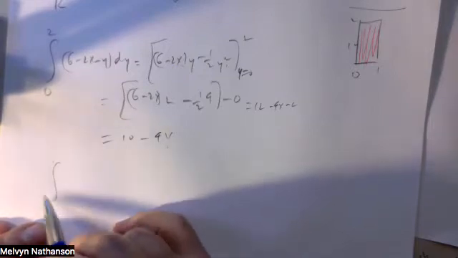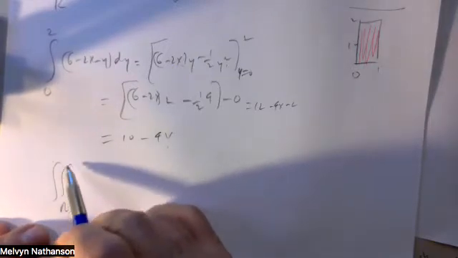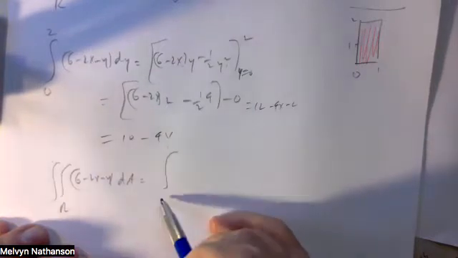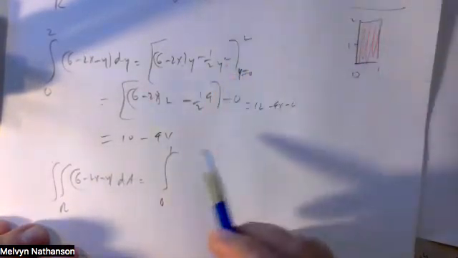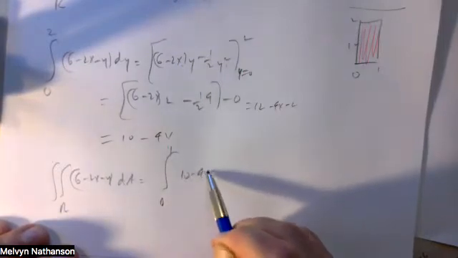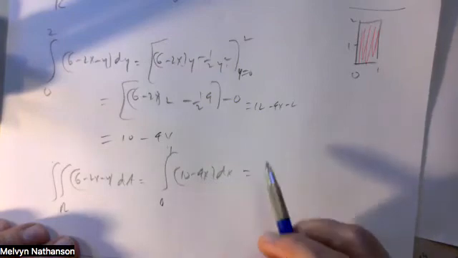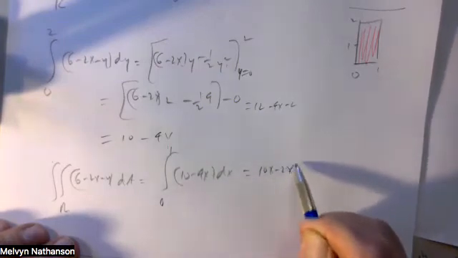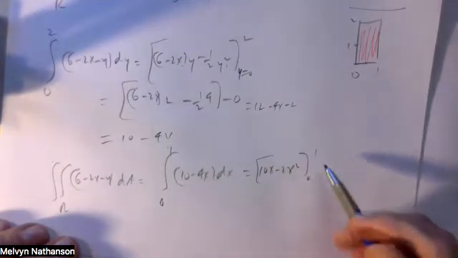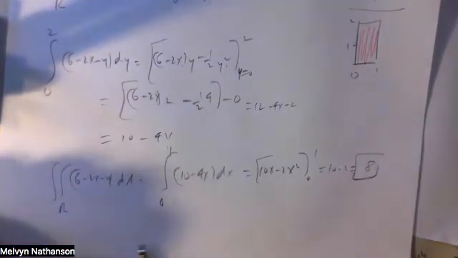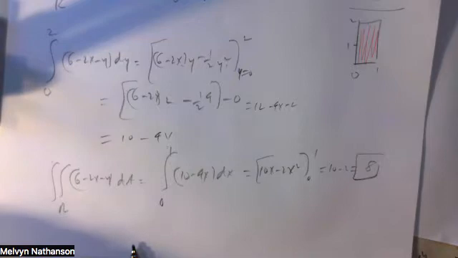So my double integral is the integral from 0 to 1 of this integral. This integral is 10 minus 4x dx. When I integrate 10 minus 4x, I get 10x minus 2x squared, evaluated from 0 to 1. That's 10 minus 2, or 8. So the volume of this rectangular prism is equal to 8.